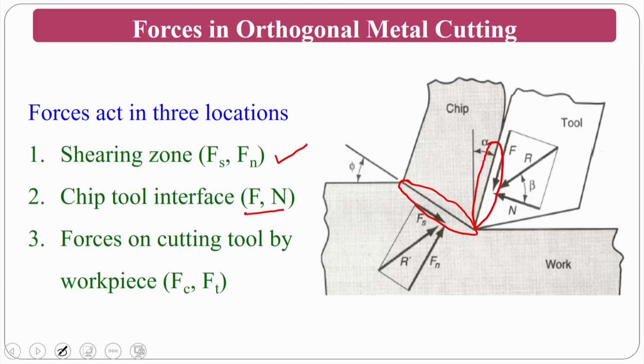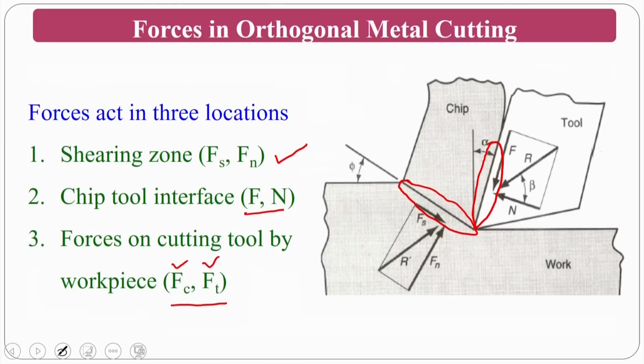These are the forces on the cutting tool by the workpiece. Fc and Ft are what one can measure experimentally. These two forces are the forces experienced by the cutting tool. Normally this cutting tool is placed on a dynamometer, so the dynamometer gives the forces. The first and second sets of forces are calculated from the experimentally measured forces, which we will see in the upcoming slides.